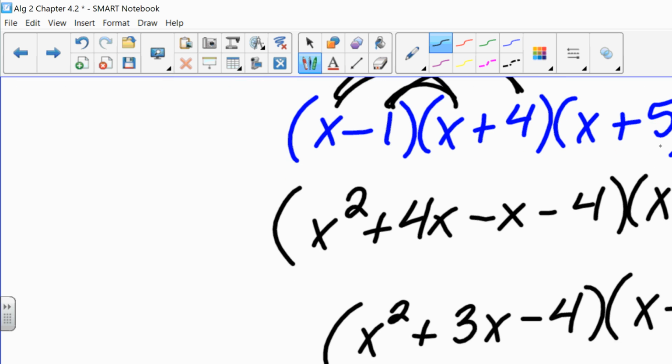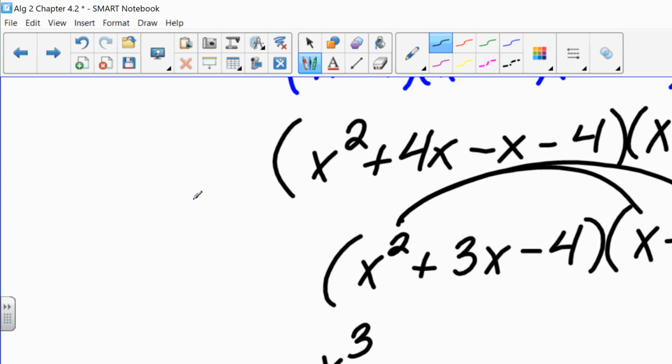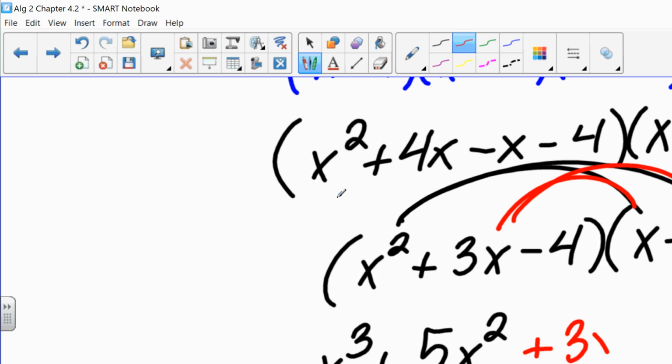Now lastly, we need to do the distributive one more time. So we can start off with x squared and do x squared times x, which is x cubed. X squared times 5 is plus 5x squared. Now that we have that done, we can do the same thing with 3x. Well, 3x times x is going to be 3x squared. And 3x times 5 is going to be plus 15x.